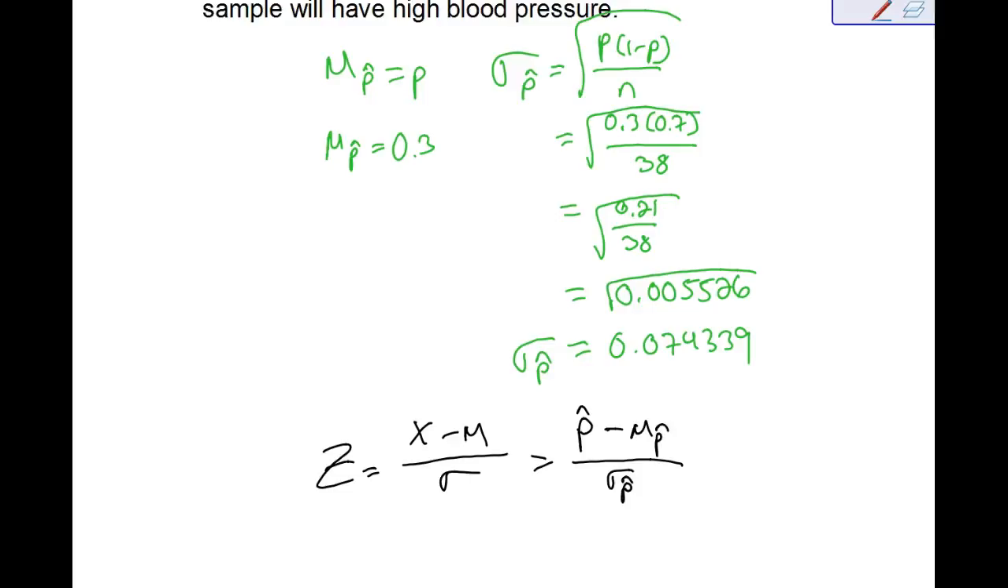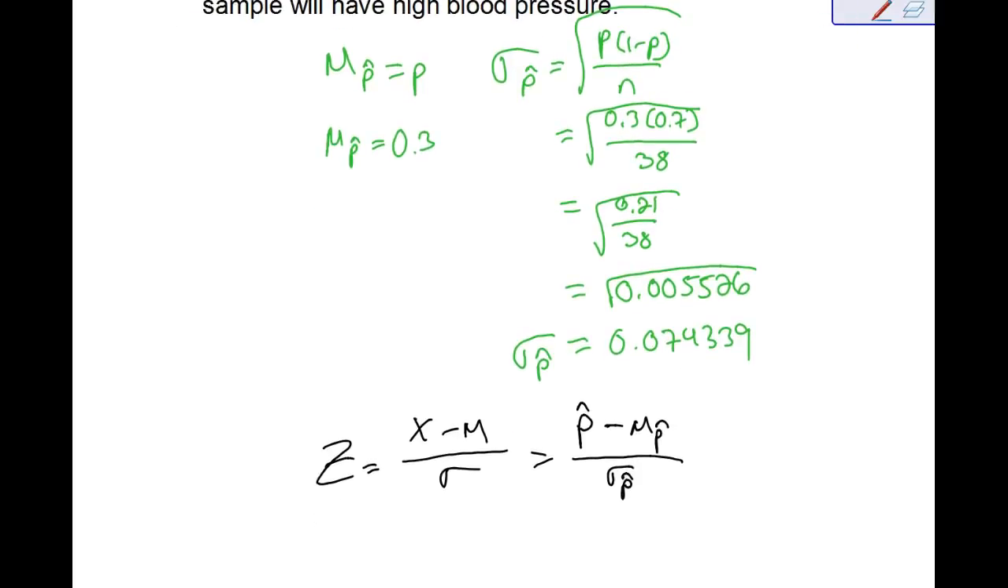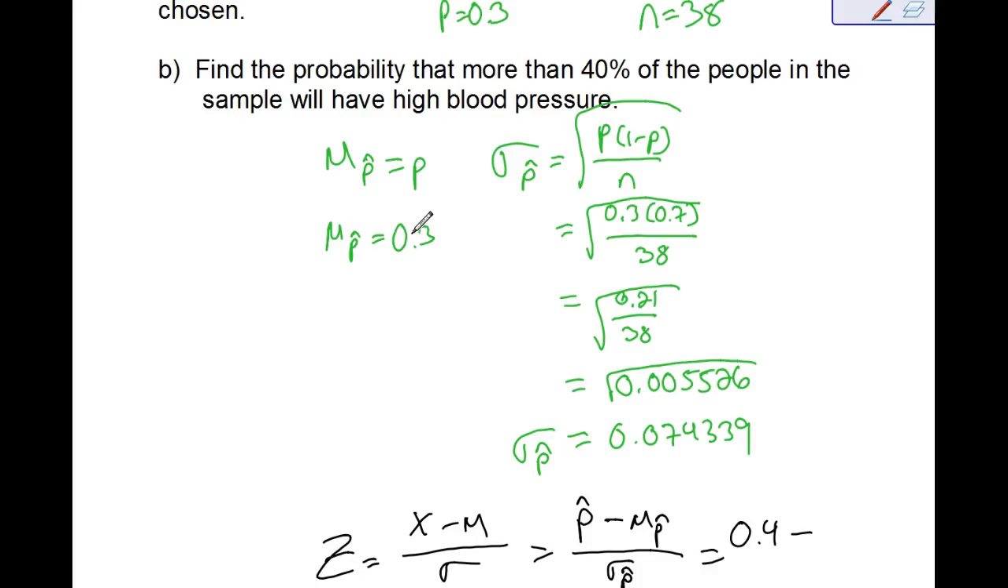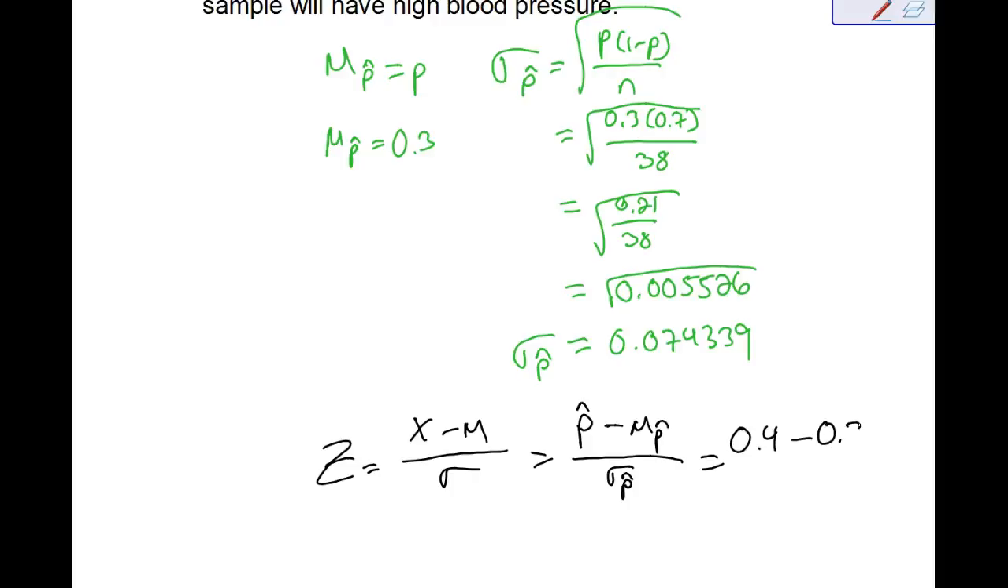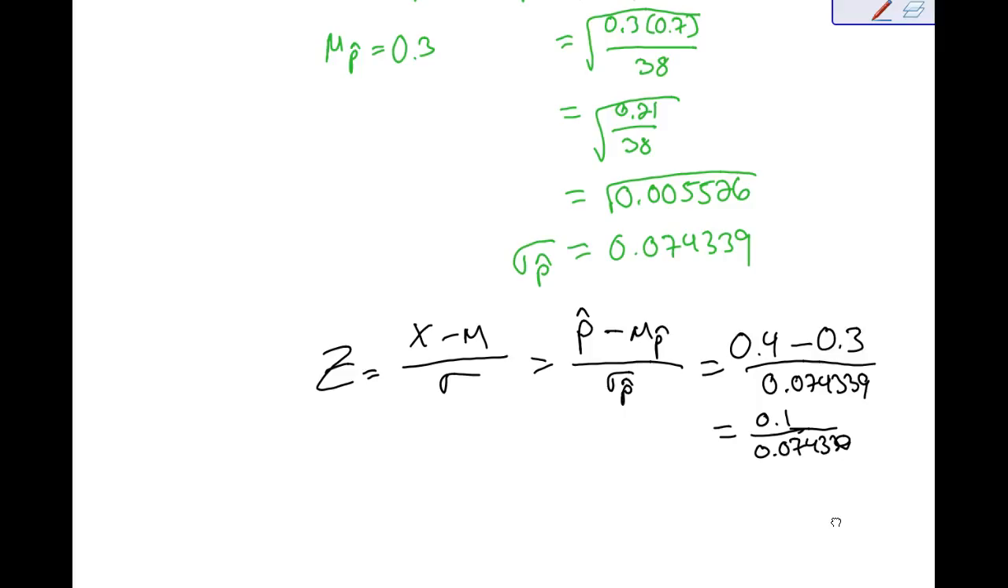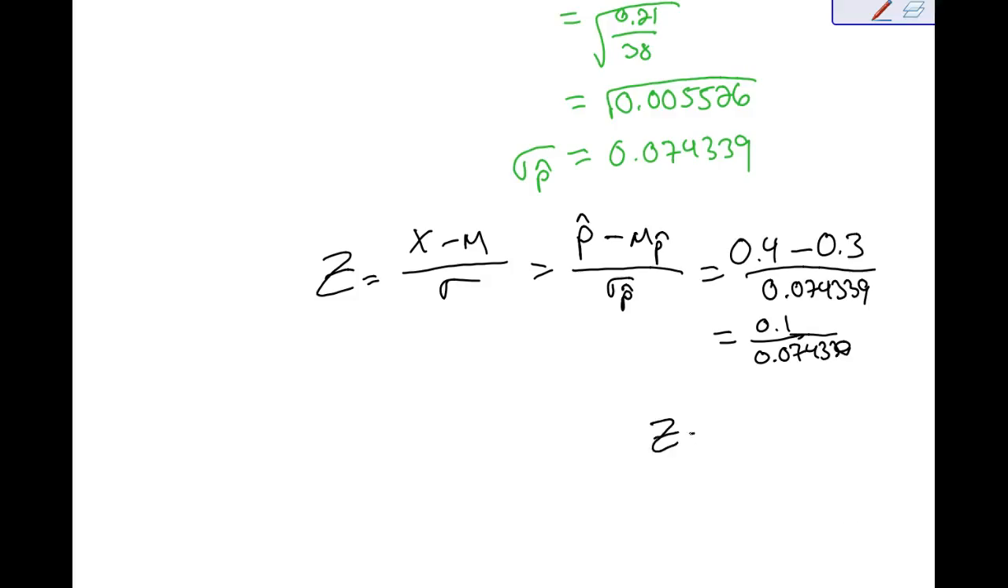So my proportion that I'm wanting to compare to is 40%. So that's a 0.4, minus the mean of this problem, which is 0.3, divided by my standard deviation that we just calculated, which is 0.074339. So I get 0.1 divided by 0.074339. So my z is equal to 1.35.